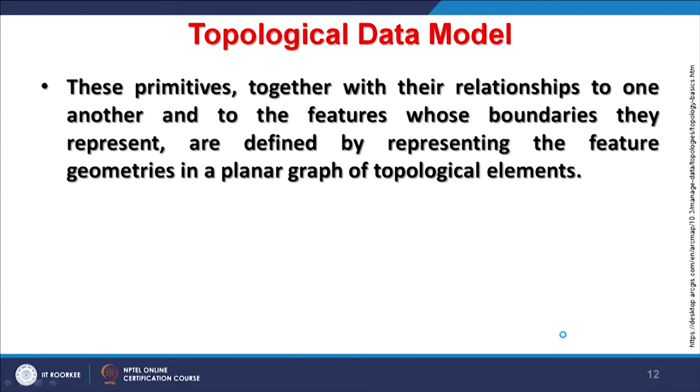And these primitives like nodes and other things, together with their relationship to one another and to the feature whose boundary they represent, are defined by representing feature geometries in a planar graph of topological elements. Now, different types of models are there. Two major models I have already mentioned. One is spaghetti, which is a non-topological model. Another one is the topological model.